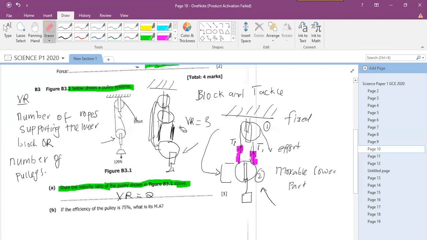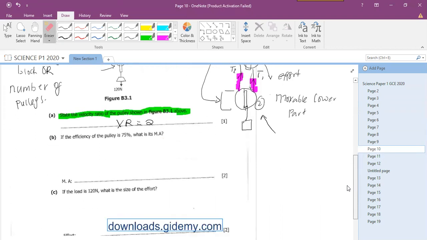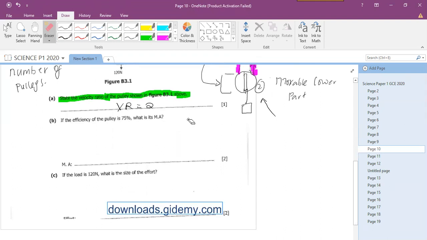So be very careful. When a question says states, do not start calculating anything. Just observe the diagram and try to find the answer from there. And since here we're trying to find the velocity ratio in a 2-pulley system, you just say your velocity ratio is 2. Is that okay? Have you understood that so far? Yes. All right.